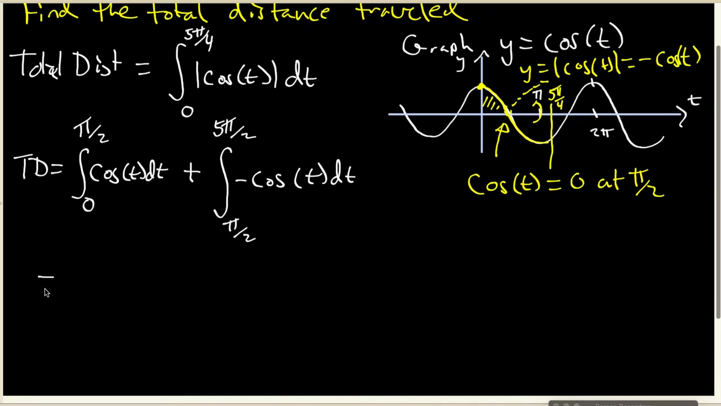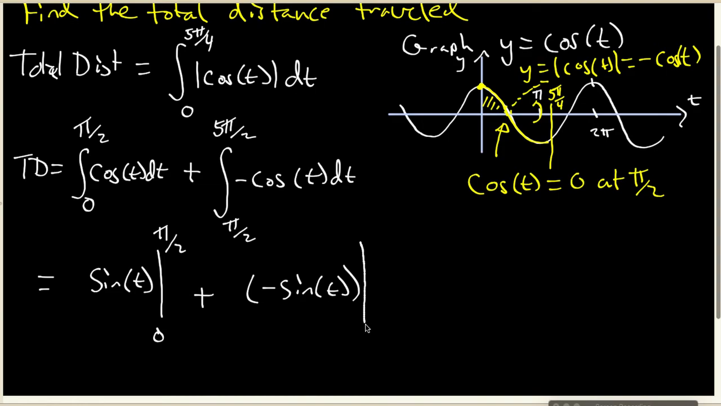So let's see, how am I going to do this? Well, I know how to do both of these integrals. This integral is going to be the sine of t, and I'm going to need to integrate between 0 and pi over 2. And this one is going to be minus the sine of t, and I need to evaluate that between pi over 2 and 5 pi over 4. And I just noticed I have a copying error. That should be a 4, because my original thing is going up to 5 pi over 4.